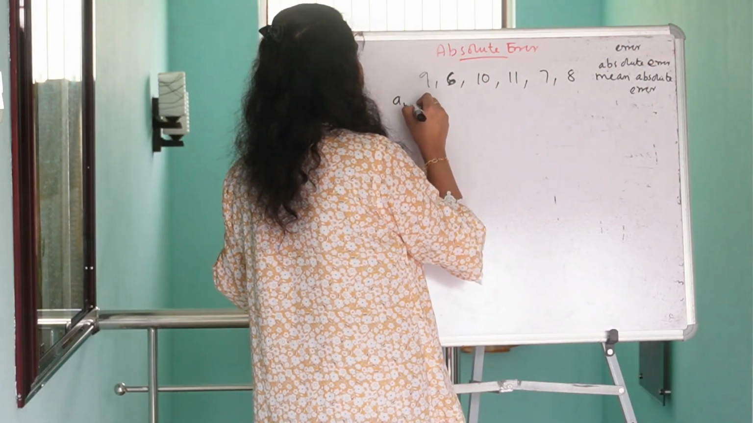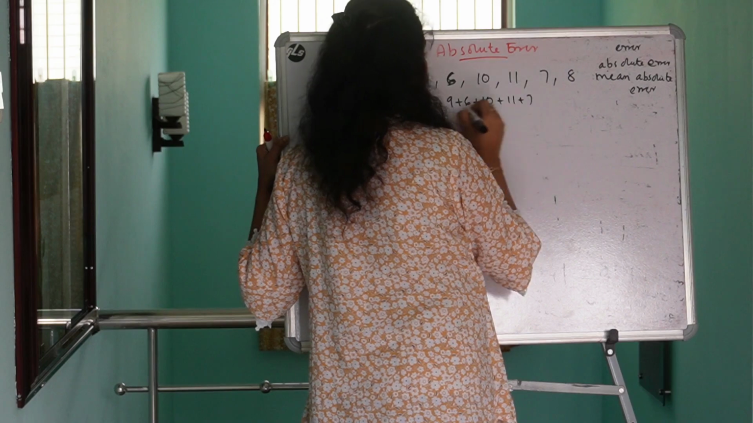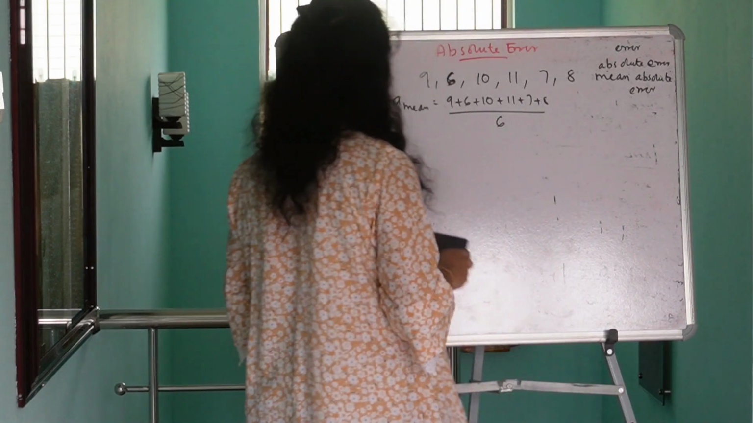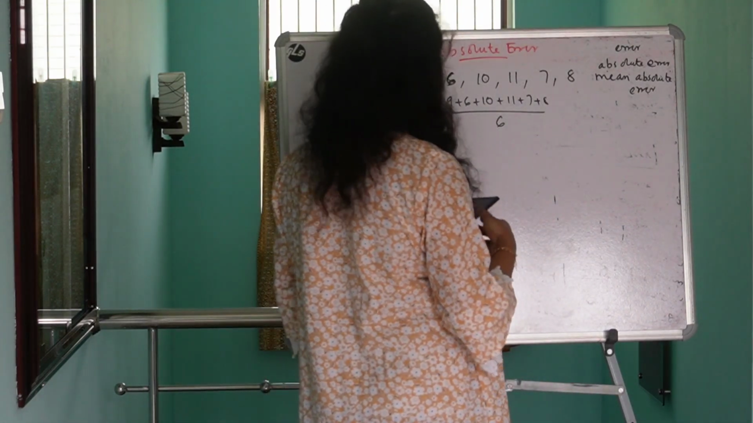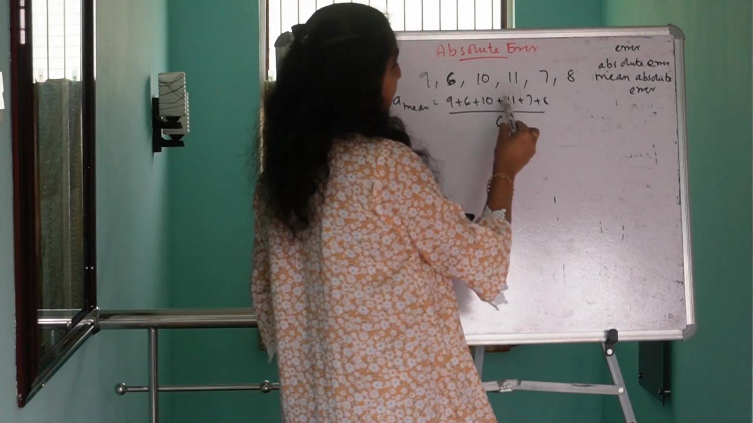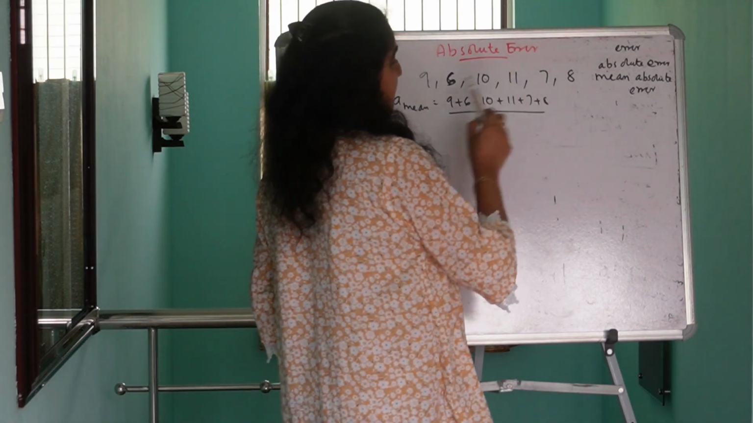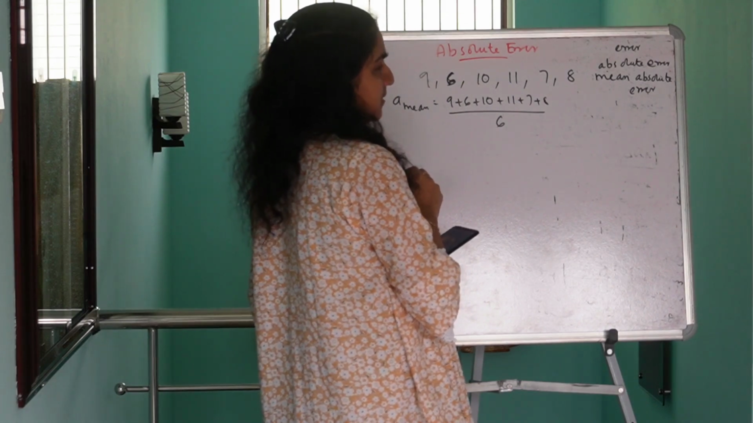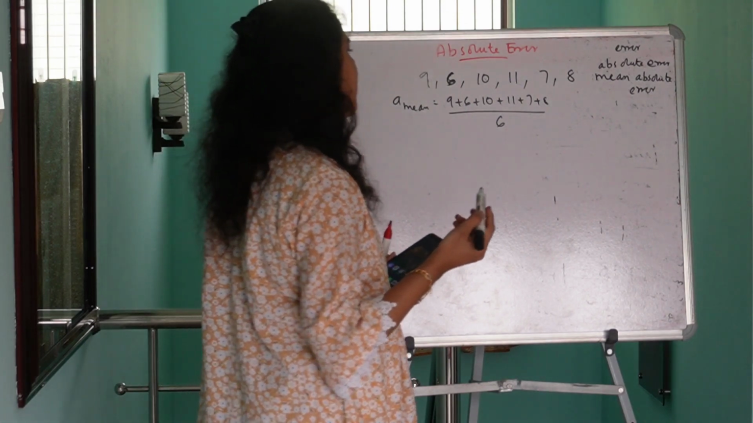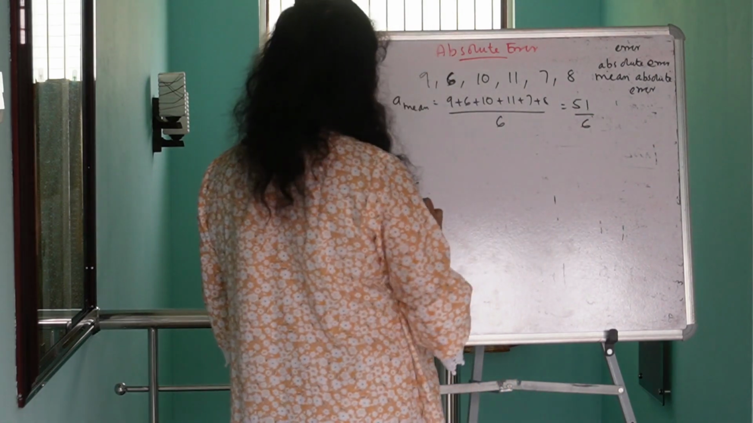So the actual value, A mean, is equal to 9 plus 6 plus 10 plus 11 plus 7 plus 8, divided by 6. Okay, I will do it on the calculator. 9 plus 6, 15. 15 plus 10, 25. Again 25 plus 10, 35. 35 plus 1, 36. 36 plus 8, it will be 44. 44 plus 6, it will be 50, 51. 51 by 6. Am I right? Let me check.